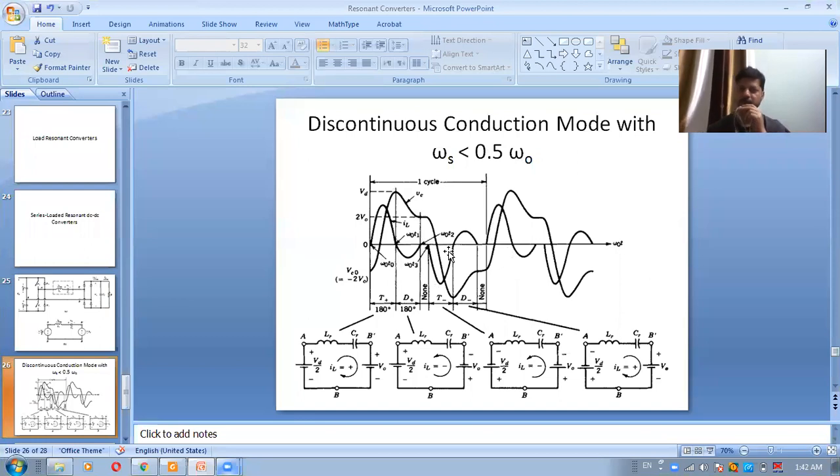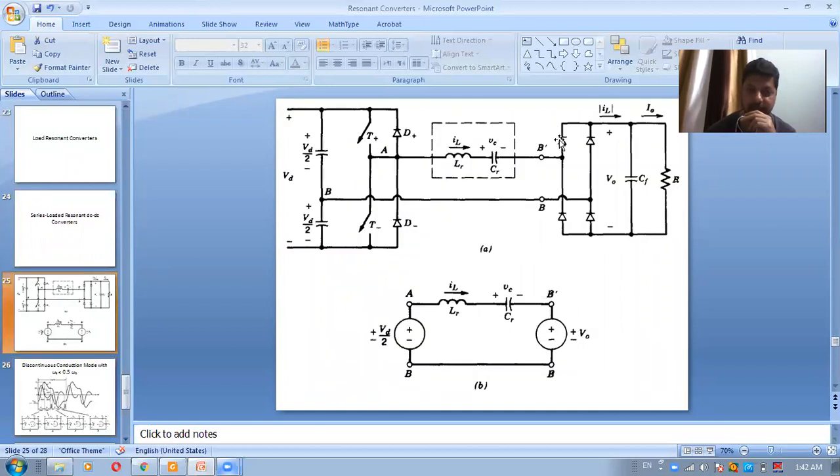Because there is a break, because the conduction is discontinuous, one half cycle of the operating frequency exceeds 360 degrees of the resonant frequency. This is 360 degrees of the resonant frequency from here to here, and this is one half cycle of the operating frequency. So one half cycle of the operating frequency exceeds 360 degrees of the resonant frequency. That is why the switching frequency here is less than half omega 0. The average of the inductor current IL, which is equal to the DC current I0, it feeds the output load.